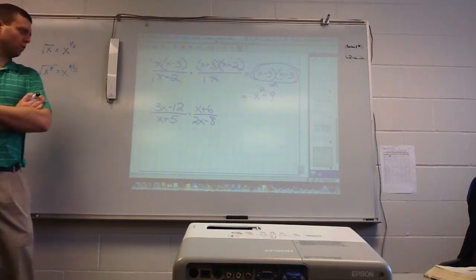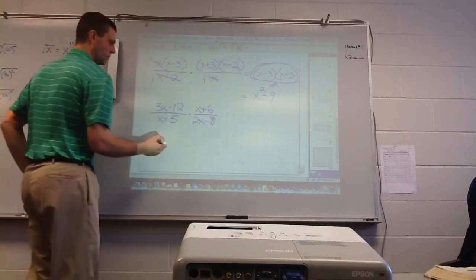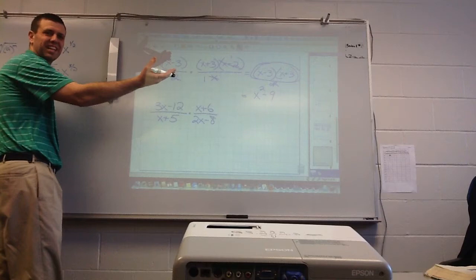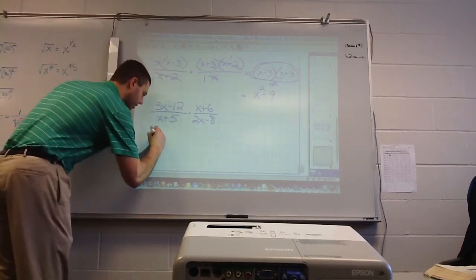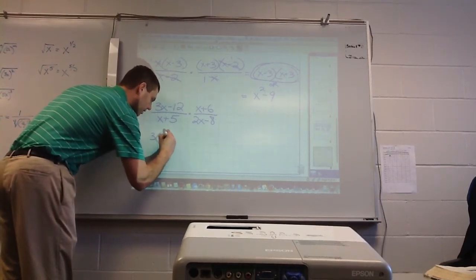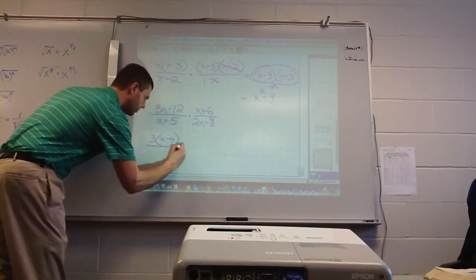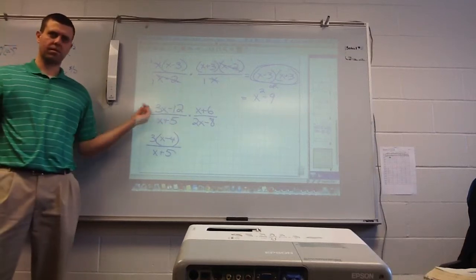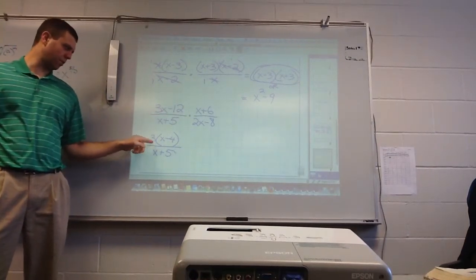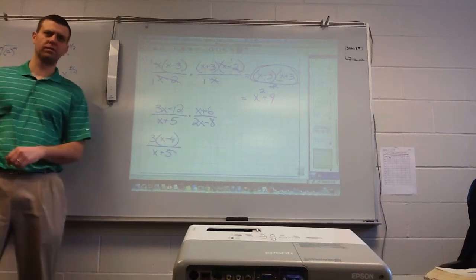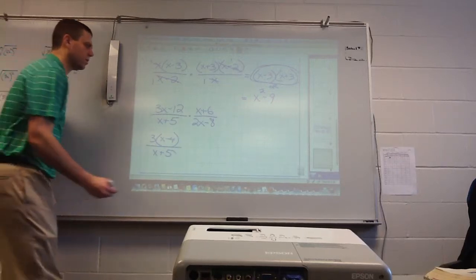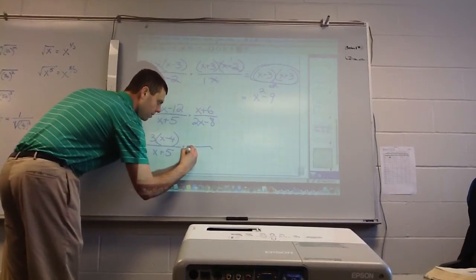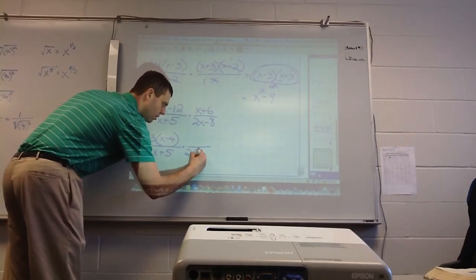3x minus 12 is factorable. Both terms are divisible by 3, or I could take a 3 out of each term. So that'd leave me 3 times x minus 4. Everybody see what I did there? I pulled a 3 out of each term, so I wrote 3 parentheses x minus 4. 2x minus 8 is also factorable. Good. It would be what? 2 parentheses x minus 4.